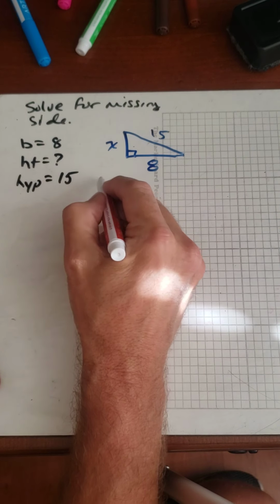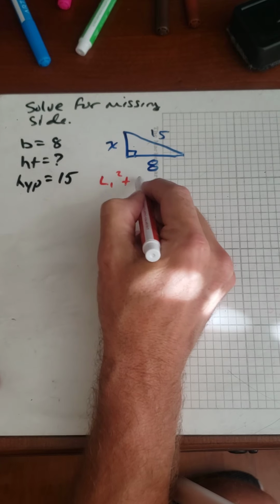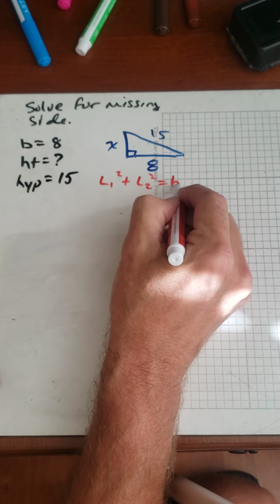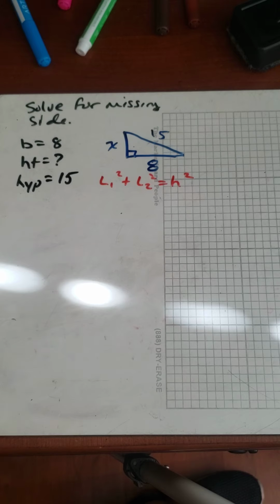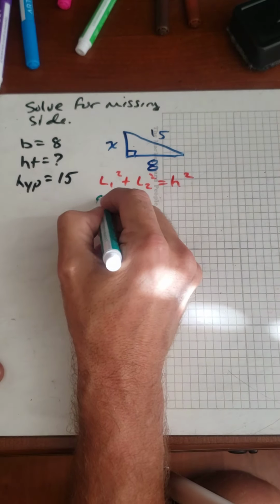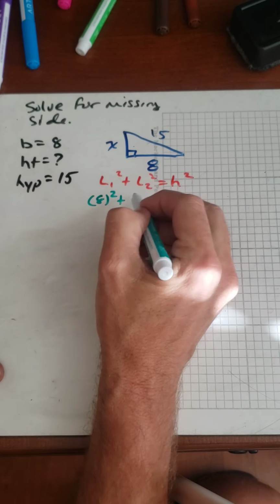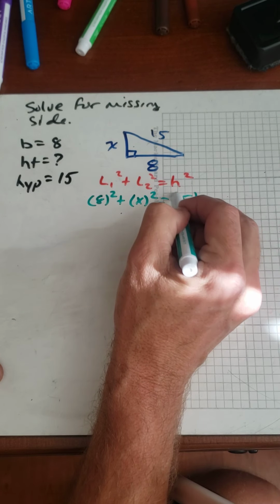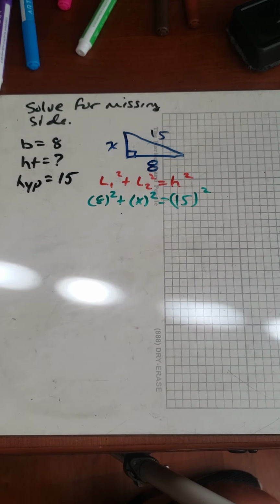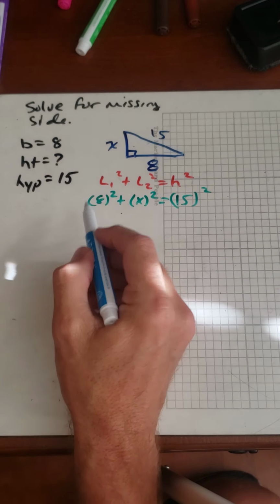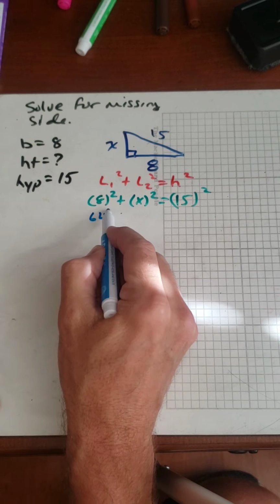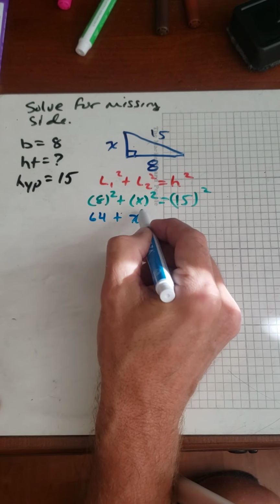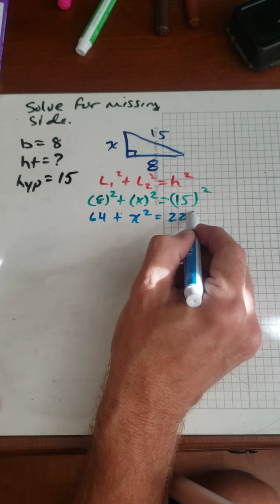So there's my right angle, that's my leg 1, leg 2, and that's my hypotenuse. Okay, so I'm gonna start with my formula, which is leg 1 squared plus leg 2 squared equals hypotenuse squared. All right, now my leg 1 is 8 squared, it doesn't matter which one is leg 1, and then leg 2 is x squared, and then the hypotenuse is 15 squared. All right, so now I'm going to multiply these out. So I get 64 plus x squared equals 225.